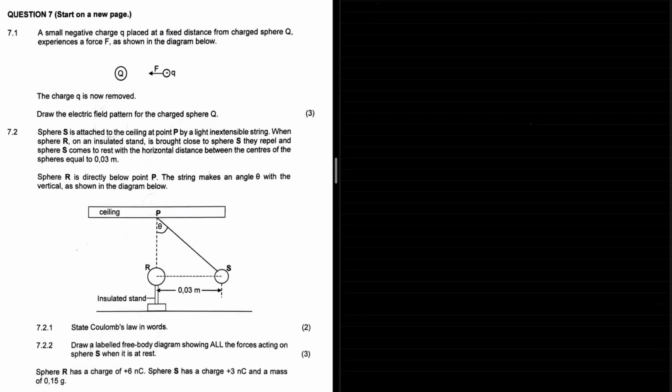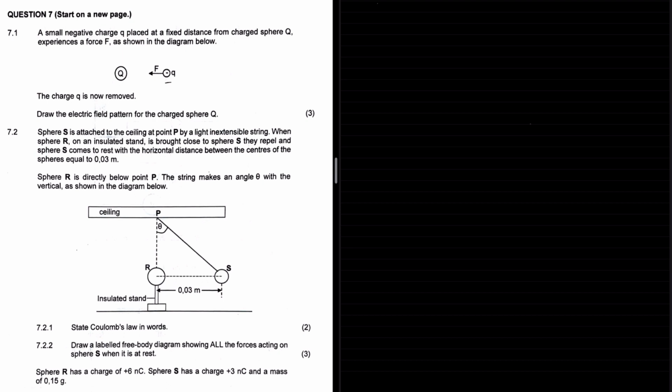We're going to take a look at this electrostatics problem. Question 7.1: a small negative charge q placed at a fixed distance from charged sphere Q experiences a force F as shown in the diagram below. So we can clearly see here that q has a negative charge and it's experiencing a force to the left.